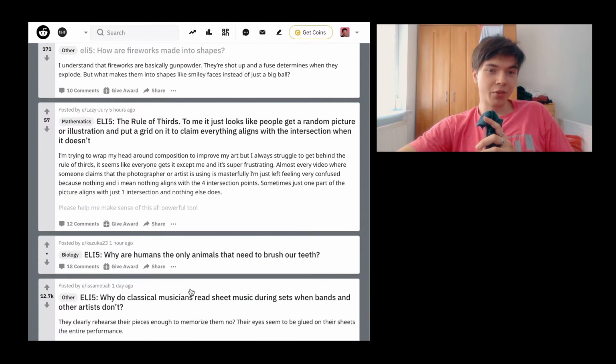It works. The rule of thirds to me just looks like people get a random picture or illustration and put a grid on it to claim everything aligns with the intersection when it doesn't. I'm trying to wrap my head around composition to improve my art, but I always struggle to get behind the rule of thirds. It seems like everyone gets it except me, and it is super frustrating.